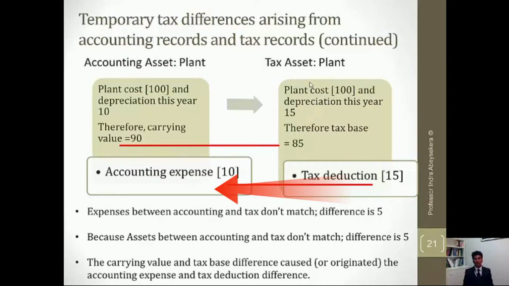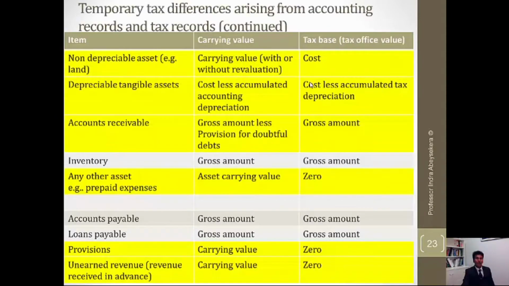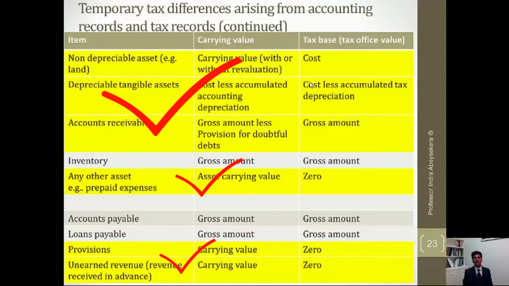It is because the carrying value is now 90, and the tax base is 85, and the difference is 5. By looking at the individual asset, the carrying value, individual liabilities, the carrying values, and then comparing that with the corresponding asset tax base and the corresponding liability tax base, we can find the temporary difference. So here are some items and the carrying value and the tax base. The ones highlighted are the ones that tend to differ. Because the carrying value and the tax base are different, they give rise to temporary differences in tax.